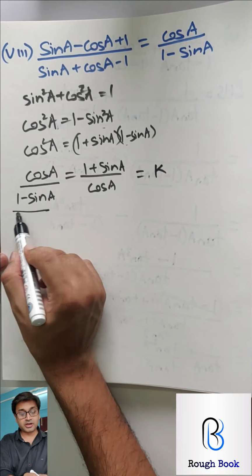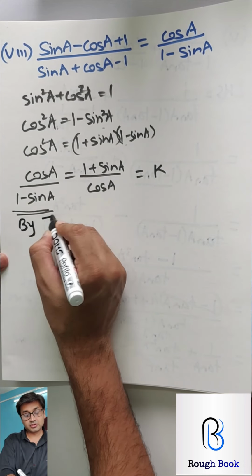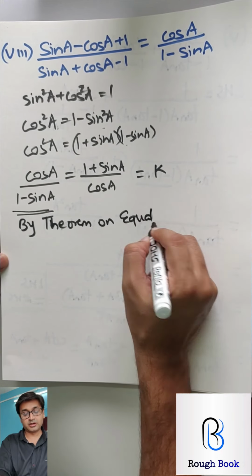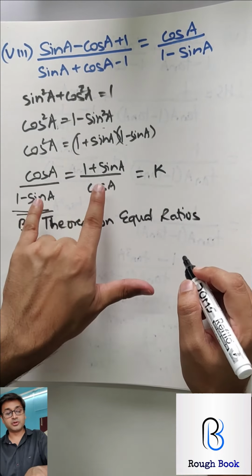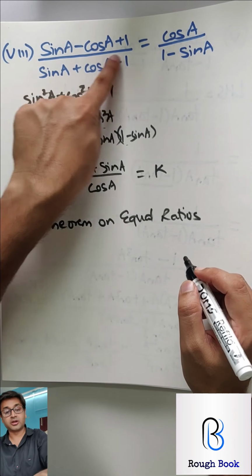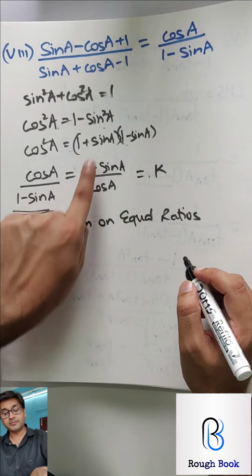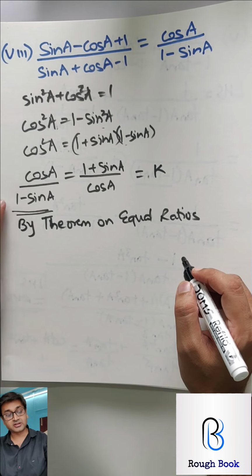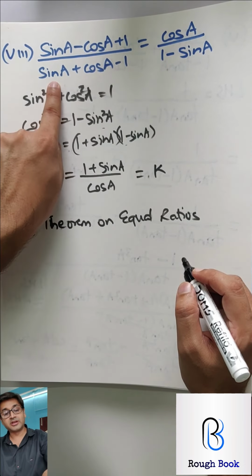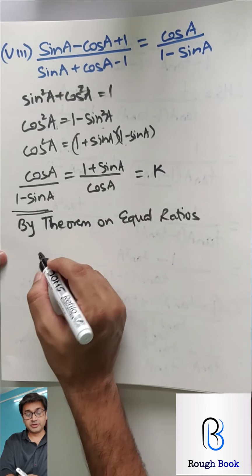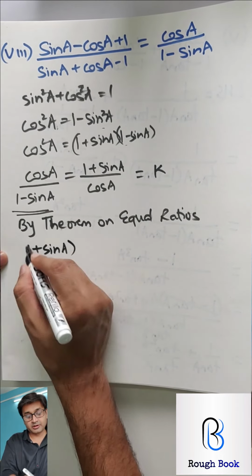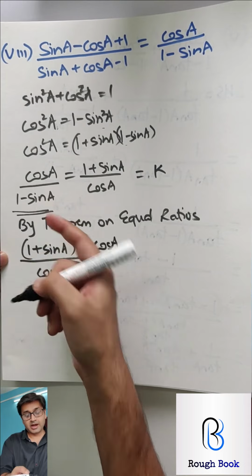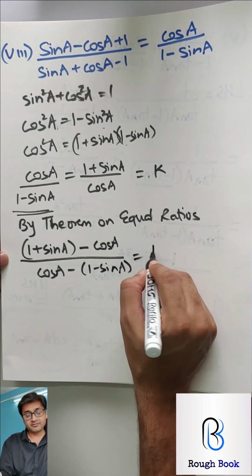Now from here we'll try and build your theorem on equal ratios. So come on, think, what is this? What property and what are you going to do? By theorem on equal ratios, this property says whatever you do to the numerator, same thing to the denominator. So look at your numerator. You need sin A plus 1 minus cos A. So this, if I subtract, this also I'll have to subtract. So minus 1 plus sin A, plus cos A. There you are. So how do you begin by writing? 1 plus sin A in one bracket, minus cos A, upon cos A minus 1 minus sin A, and everything equals k.